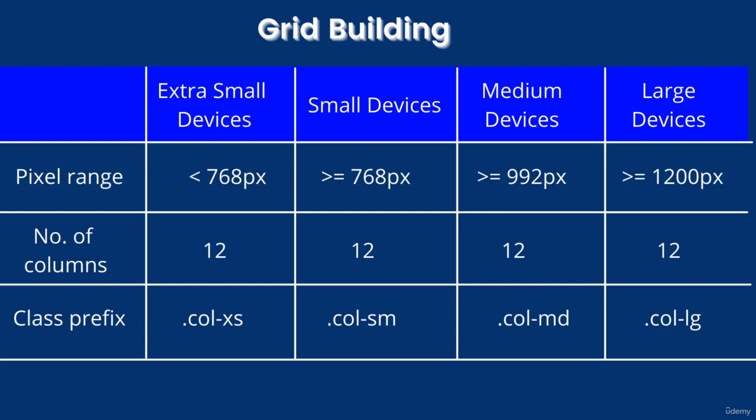Class prefix means, when you are splitting those 12 columns, how many columns you want for a particular column. These class prefixes, the CSS classes of Bootstrap, will help you to split those 12 columns into different numbers. So let's start working with this grid system practically and see how the same page can have different layouts for different screen sizes.